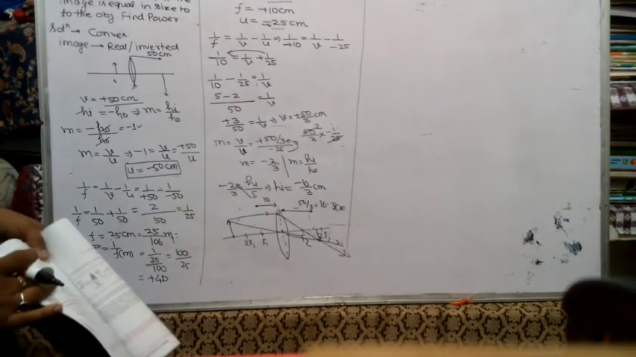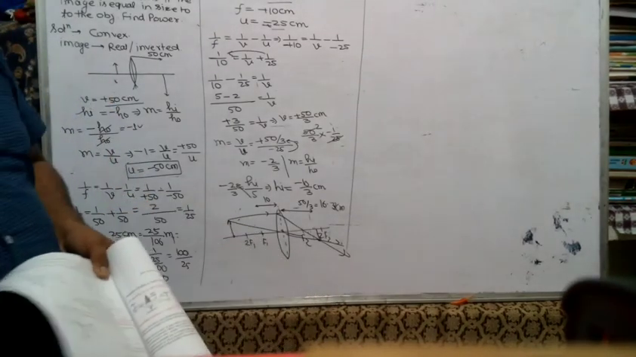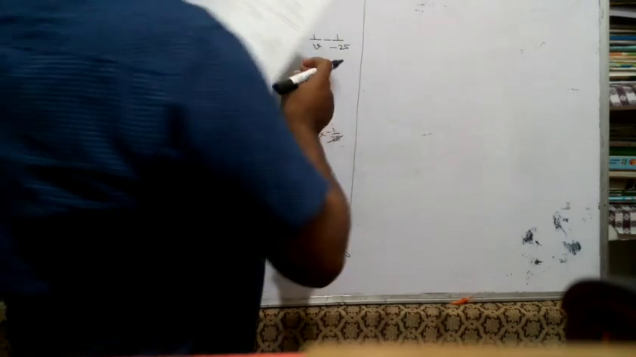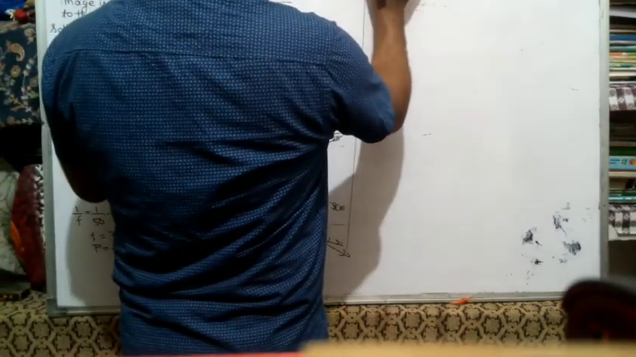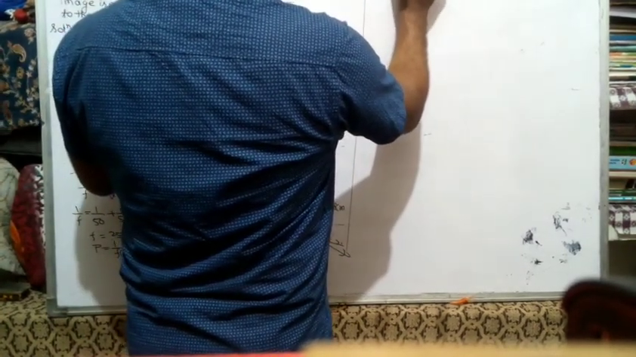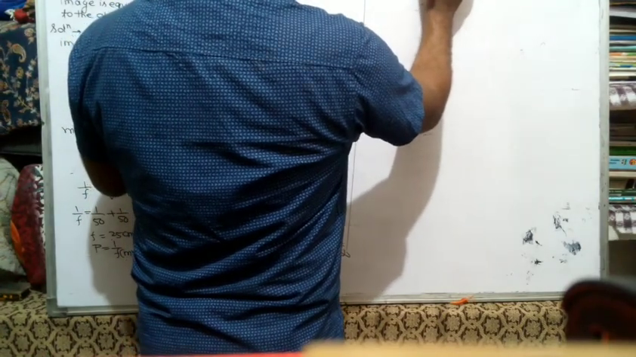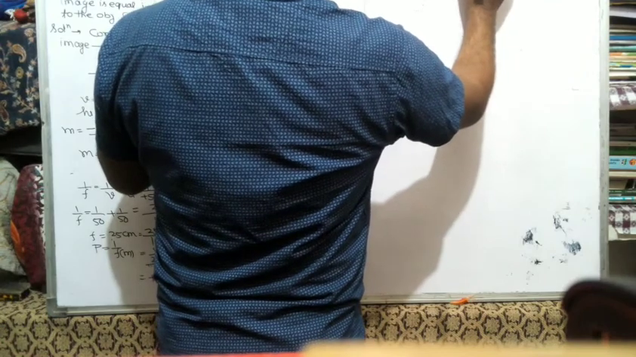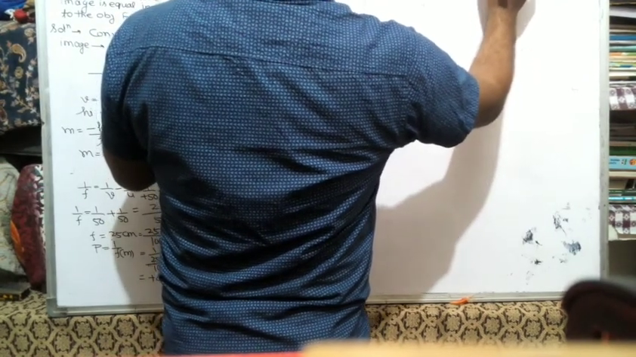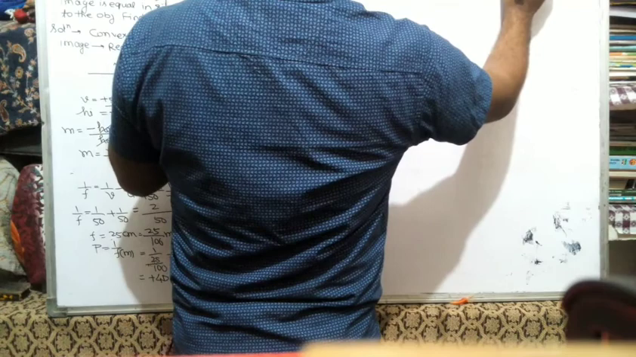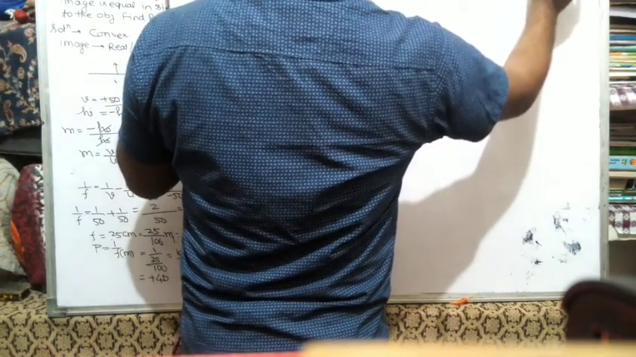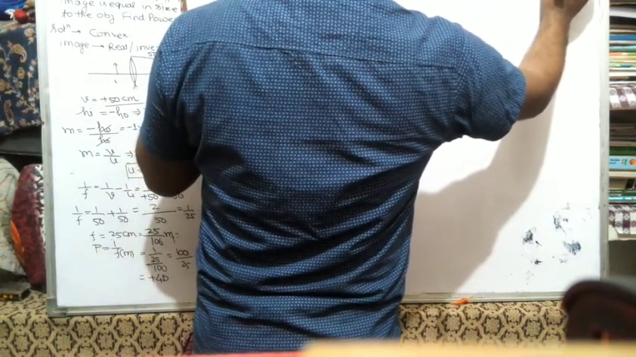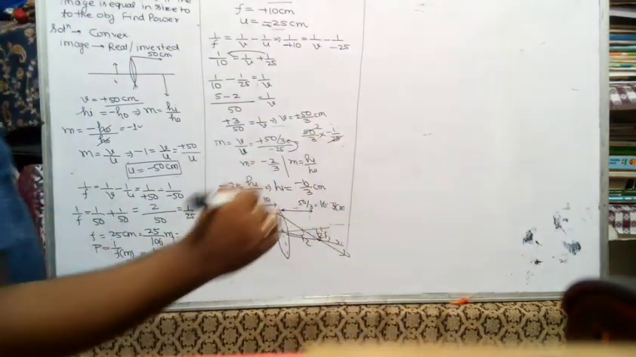A concave lens of focal length 15 centimeter forms an image 10 centimeter from the lens. How far is the object from the lens? Draw the ray diagram. This is the question written.